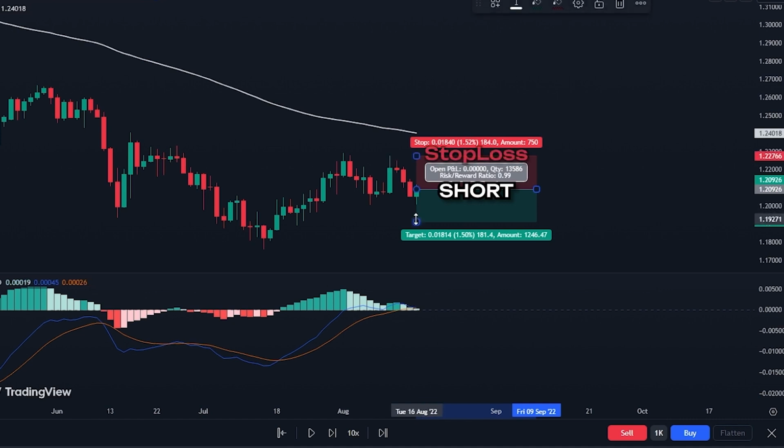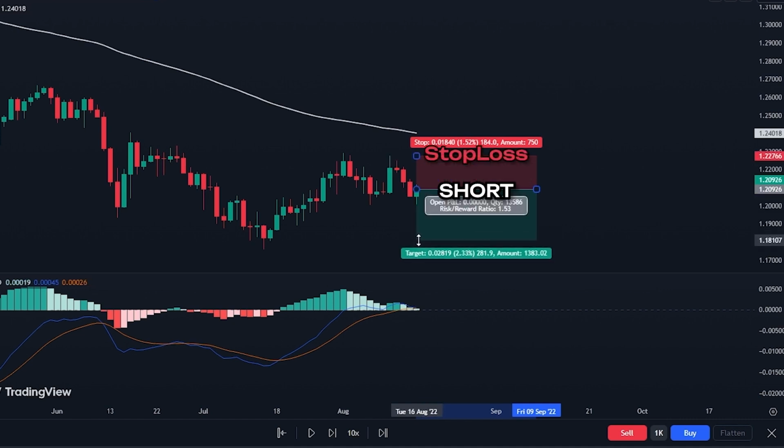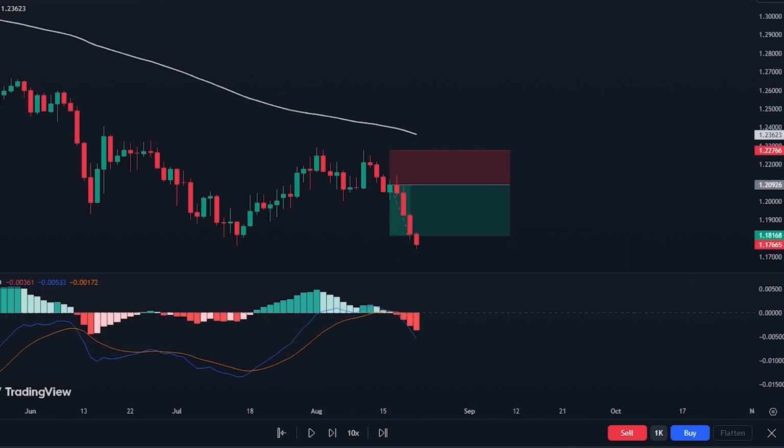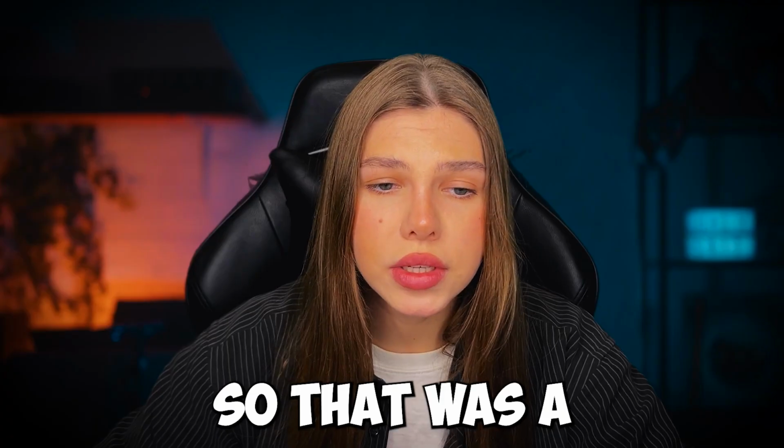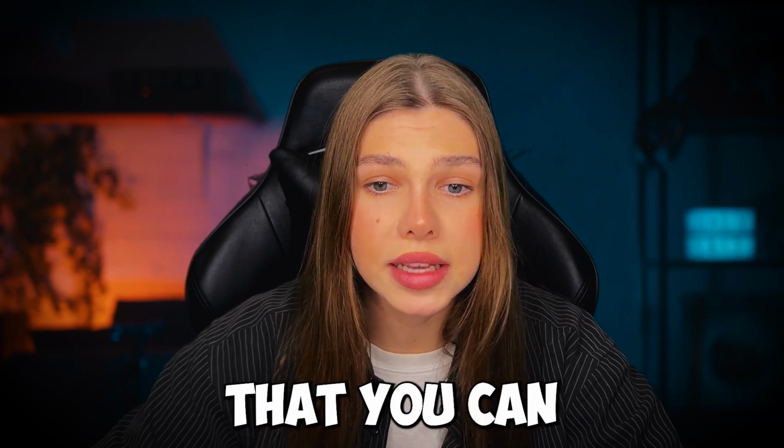Now for your stop loss, place it above the nearest swing high and set your profit target at 1.5 times your stop loss. And as you can see, the price reaches our profit target, marking this as a successful trade. So that was a simple MACD strategy for beginners that you can see.